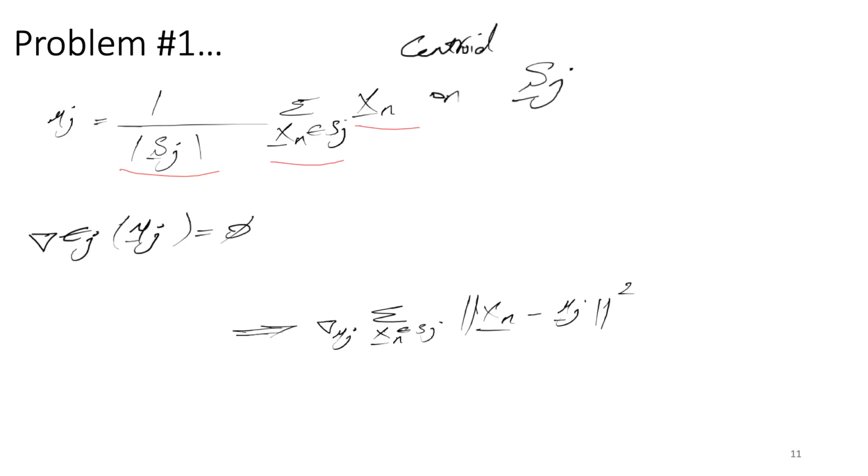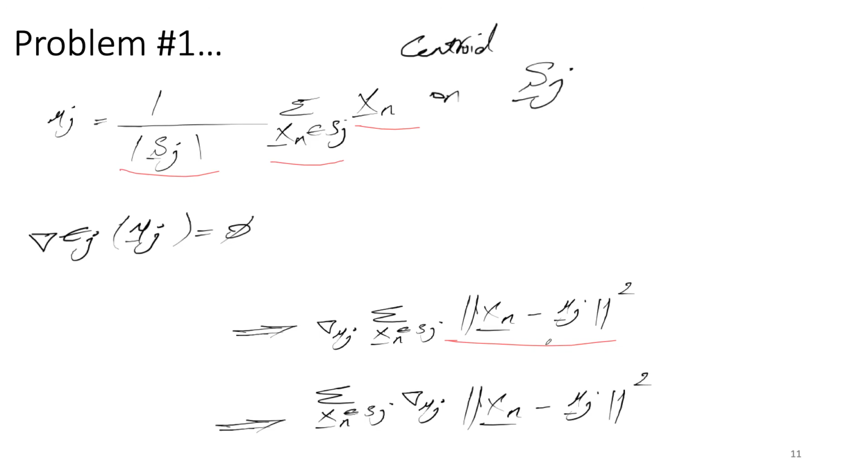All right, expanding this is the gradient of mu j, sigma xn in Sj, and that would be the formula we use. You can change this too, because the gradient of a summation would be equal to the summation of gradients. And then we want to simplify this in the next slide.